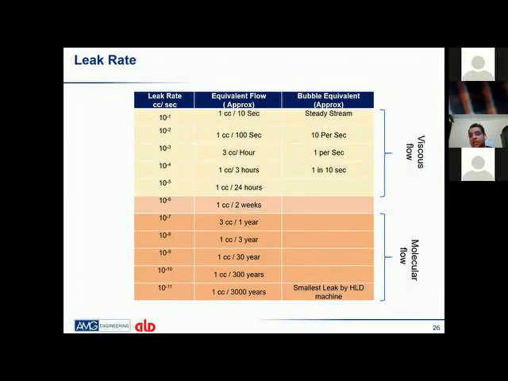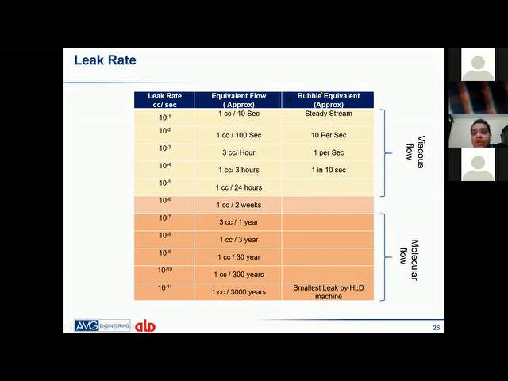This is another slide where I'm trying to correlate a leak rate with the physical phenomena, to understand the leak rate at the -3 and -4 level. -4 is generally when everything is very clean and the furnace is very new. Generally at the industry level, we'll see a leak rate of -2. When we correlate with the physical formula, you can see the equivalent flow: a leak rate of 10 to the -1 is approximately 1 cc per second. This is an equivalent flow.